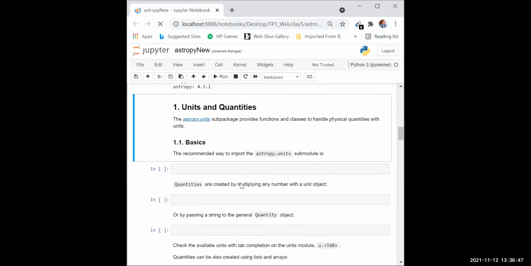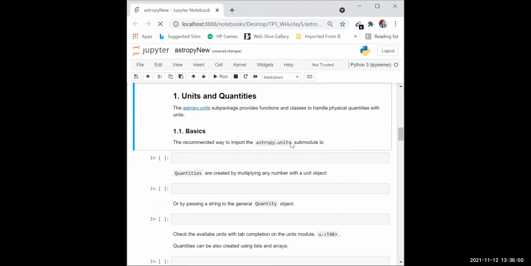Okay, now coming to the basic units and quantities. Many of you who are already into astronomy know that we use various units in astronomy. The AU, astronomical unit, which is the distance between sun and earth. Then we have light year, which is the distance traveled by light in 1 year. And then we have this parsec, kiloparsecs, megaparsecs, and so on. So the parsec is 3.26 light years.